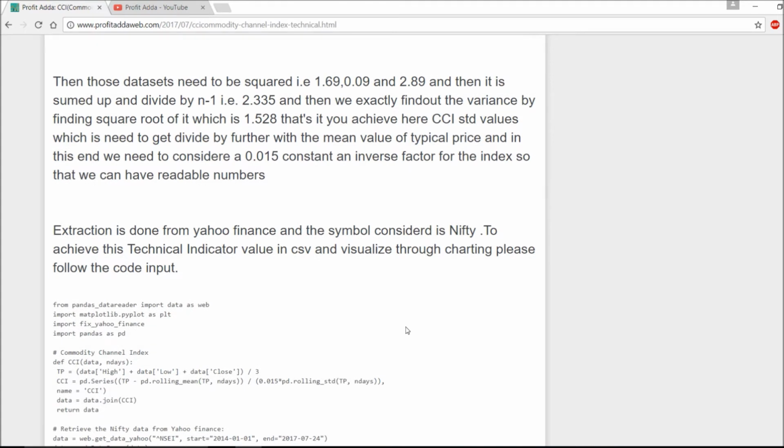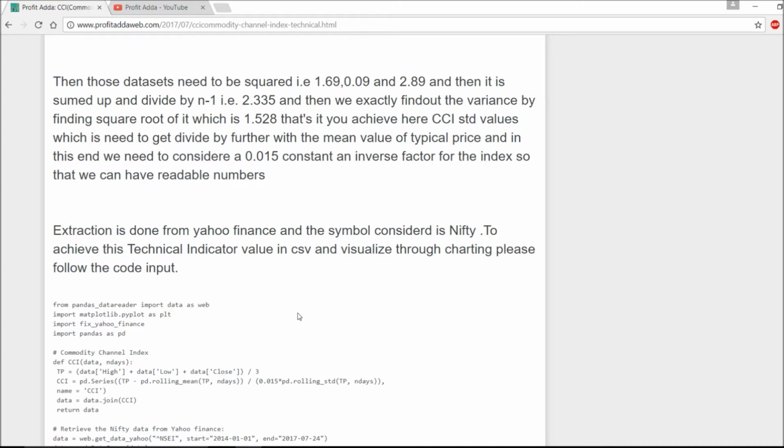Previously when I tried to work it out, it got dropped in between because of some errors, which I have fixed with this import, which is import fix Yahoo Finance. You can Google it, and you can also fix your extraction of Yahoo Finance if you are unable to get those Yahoo Finance values.